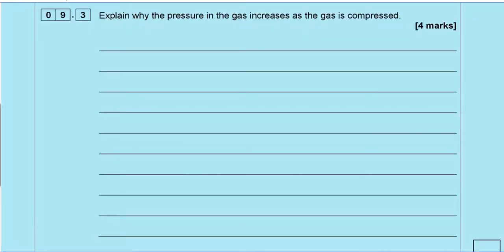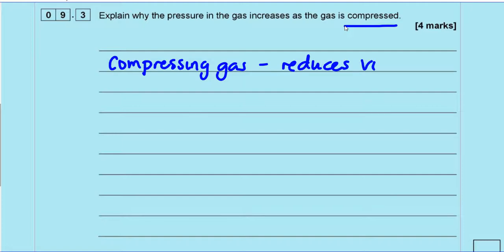And the final part of question 9 is to explain why the pressure in a gas increases as the gas is compressed. Okay, so compressing the gas simply means that we are reducing the volume. Okay, because we've reduced the volume, that means that the particles of the gas are going to collide with the walls of the container more often, more frequently.